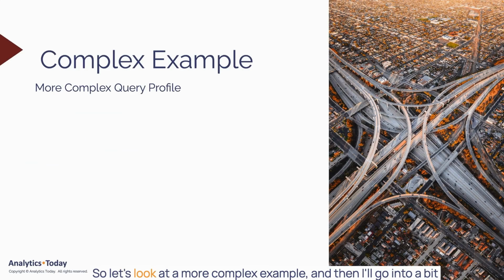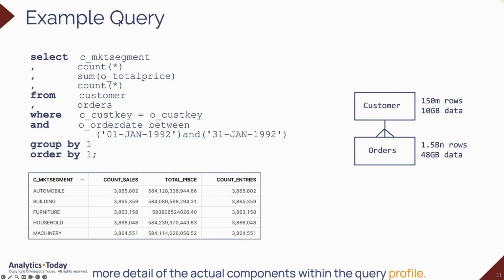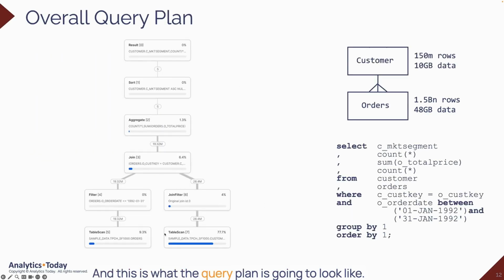So let's look at a more complex example, and then I'll go into a bit more detail of the actual components within the query profile. So here we've got a more complex SQL statement. It's doing a join of the customer and the orders table, 150 million and 1.5 billion rows, and it's doing a count star. And this is what the results are going to look like. And this is what the query plan is going to look like.